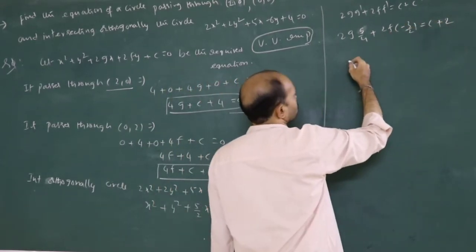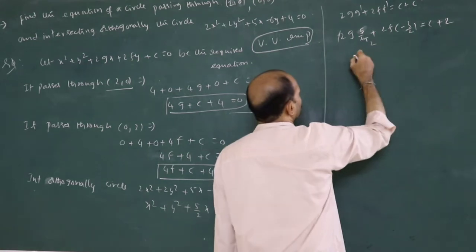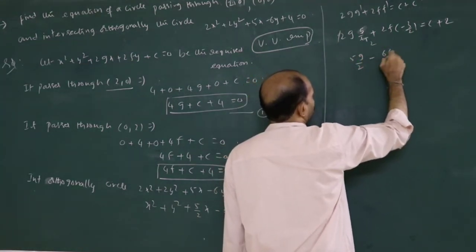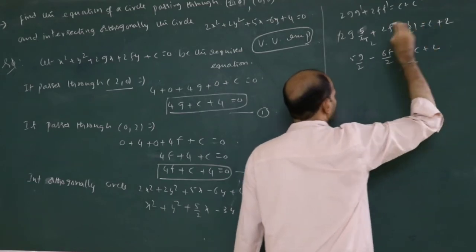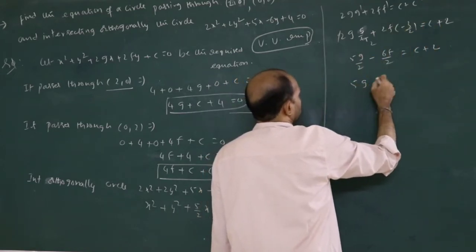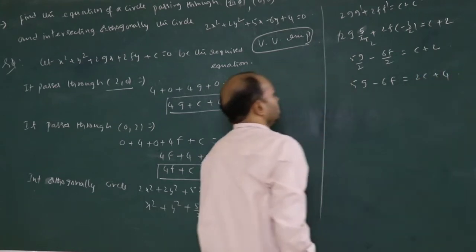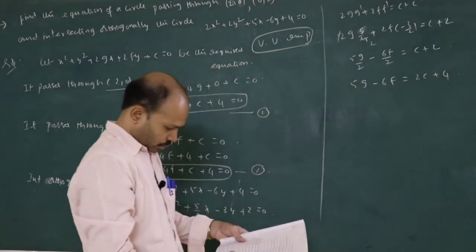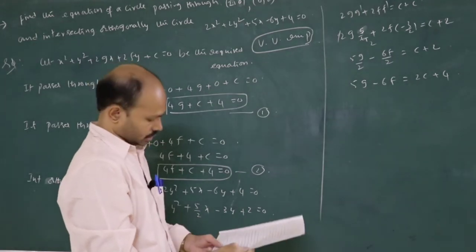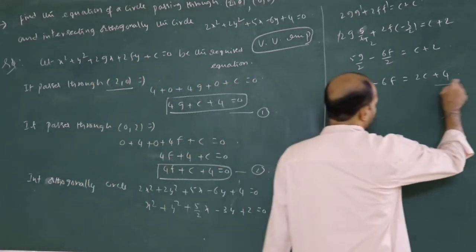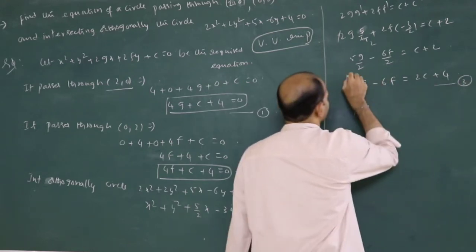That means by cancelling with the 2, 5g by 2 minus 6f by 2 is equal to c plus 2. 5g minus 6f is equal to 2c plus 4. Name it as third equation.